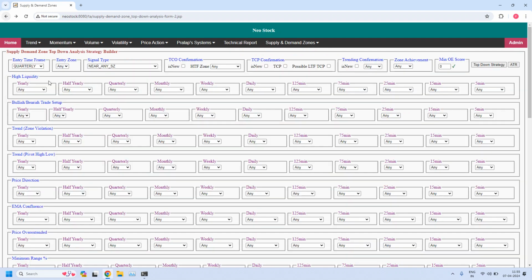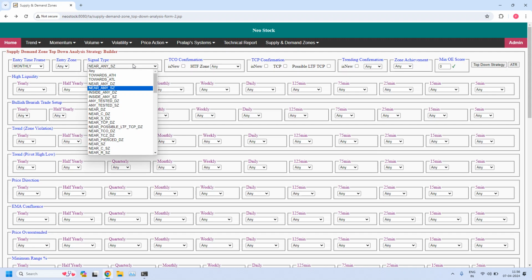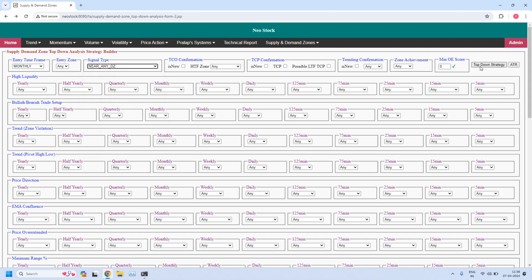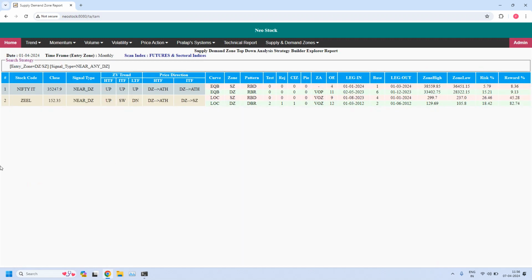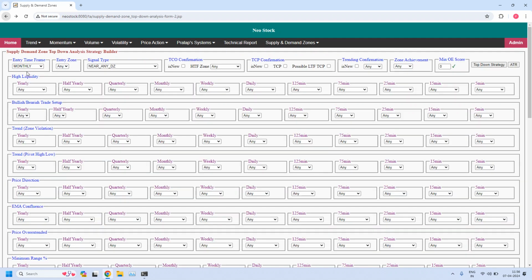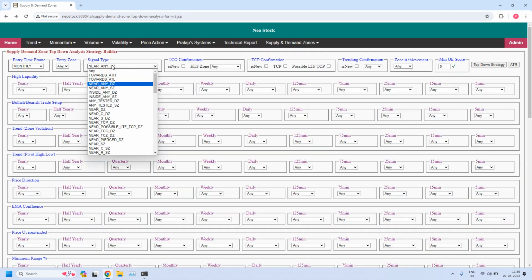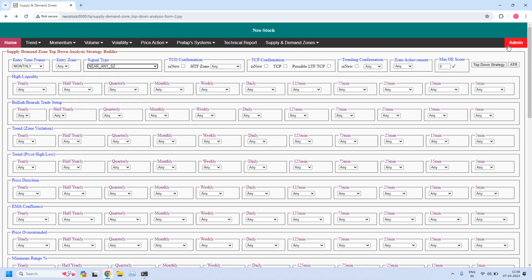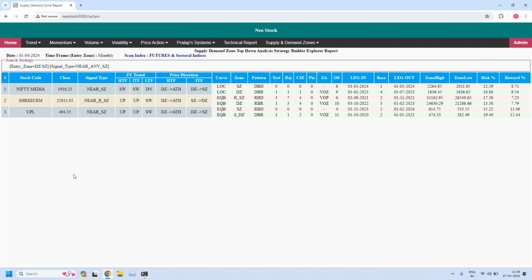So again, I'm going back, changing the time frame to monthly. Let us find the stocks near monthly demand zone. So these two stocks are filtered, which are near to the monthly demand zone. So I'm going back. For monthly time frame, let us find the stocks near monthly supply zone. So these three stocks are filtered, which are near to the monthly supply zone.